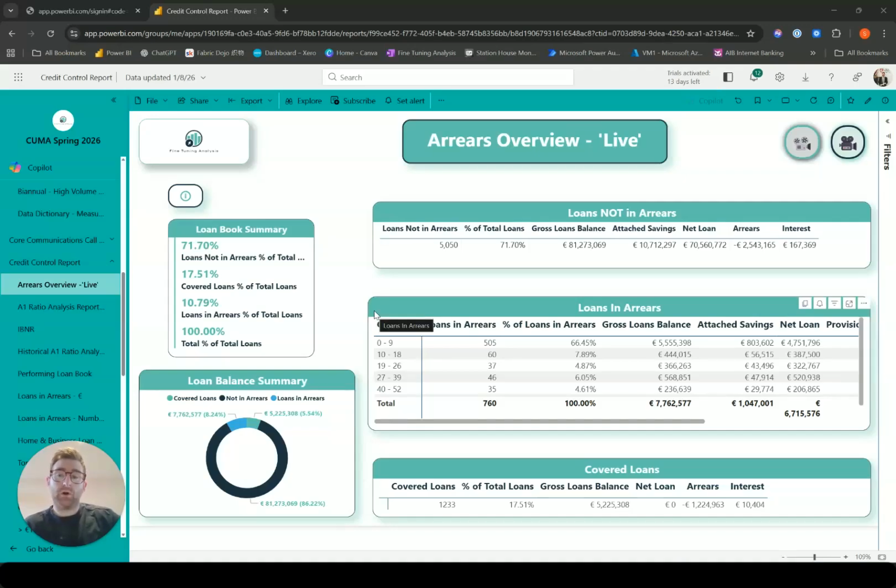So this video is going to walk through not only the benefits of Power BI in this example for a credit control report for a credit union, but also the benefits of Power Automate and how you can use Power Automate with Power BI to do things that you probably wouldn't have even thought is possible.